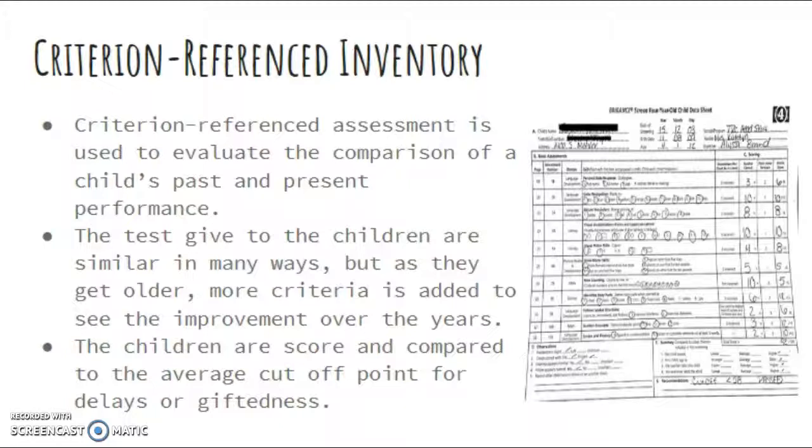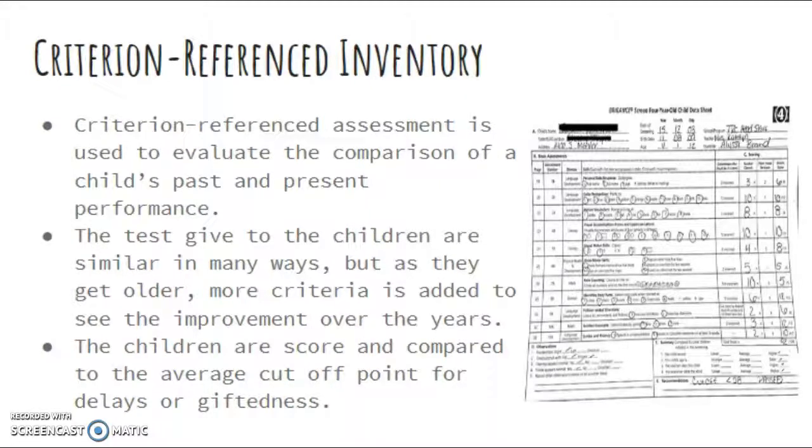Criterion reference inventory. Criterion reference assessment is used to evaluate the comparison of a child's past and present performance. A test can be given in many different ways and throughout many years, and as they get older, more criteria is added to see the improvement over time. Children are scored and compared to the average cutoff points for delays or giftedness.